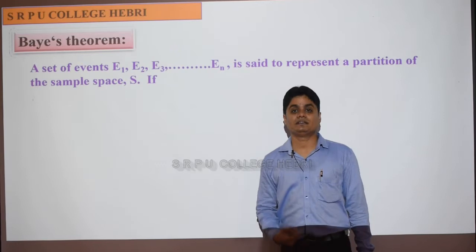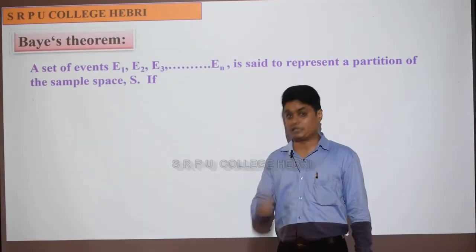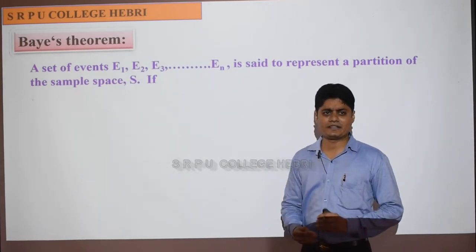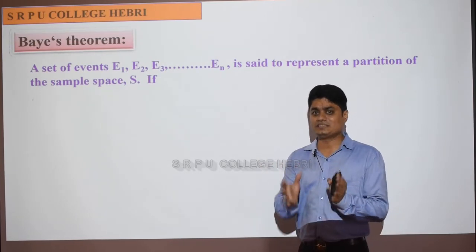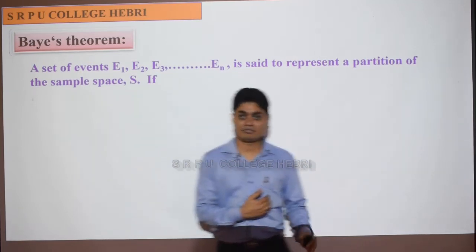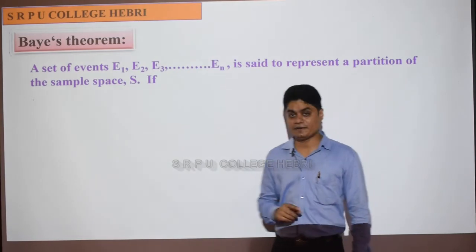To give the statement of Bayes theorem, we need two concepts before that. One is partitions. First we will discuss partitions. Simple, you know the meaning of partition. The same meaning is used here also. One sample space we are going to divide into different groups, under some restriction, and those groups are known as partitions.